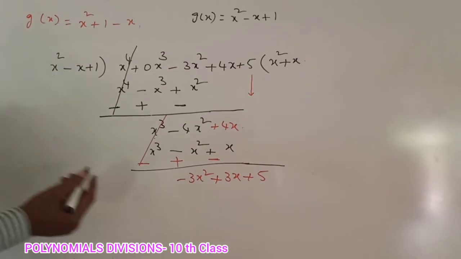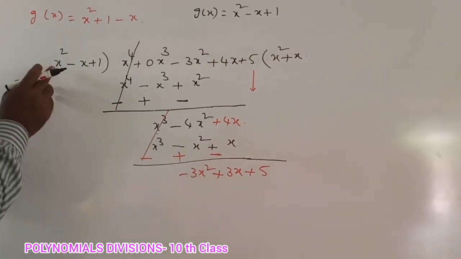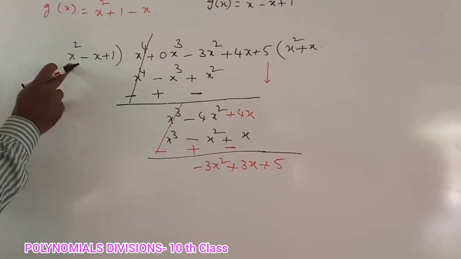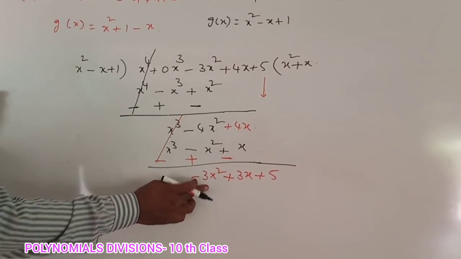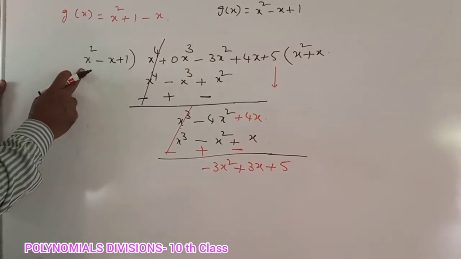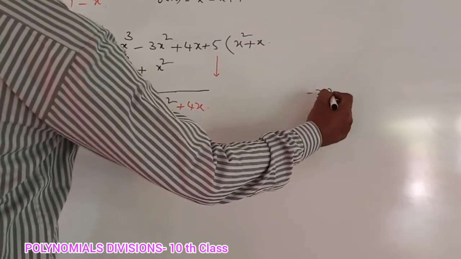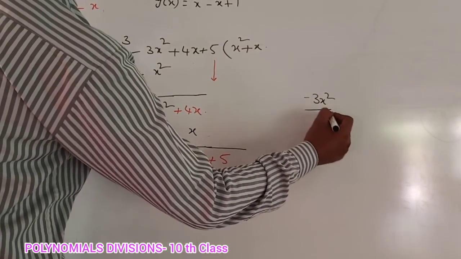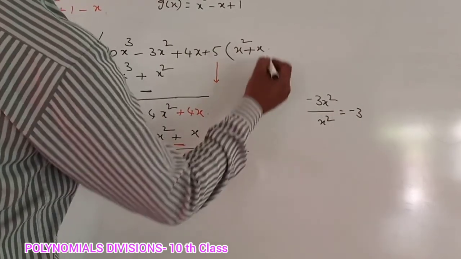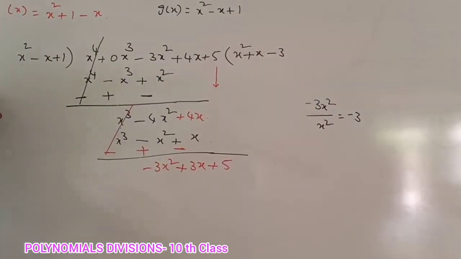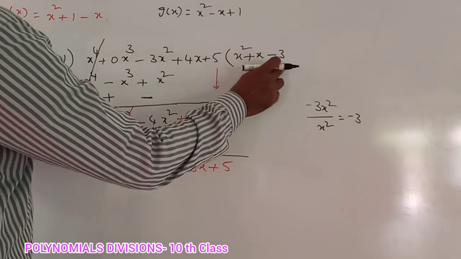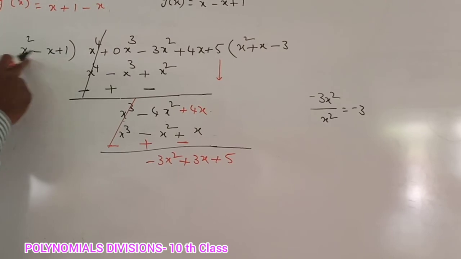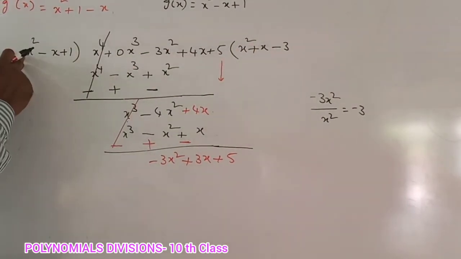So here minus 3x square. Which number is multiplied by x square to get minus 3x square? So here already x square, the quotient value is minus 3. So minus 3 is multiplied with this value. Or check once. Minus 3x square divided by x square, x square cancel, equals value minus 3. So here minus 3. Minus 3 is multiplied by the total divisor. Minus 3 into x square.